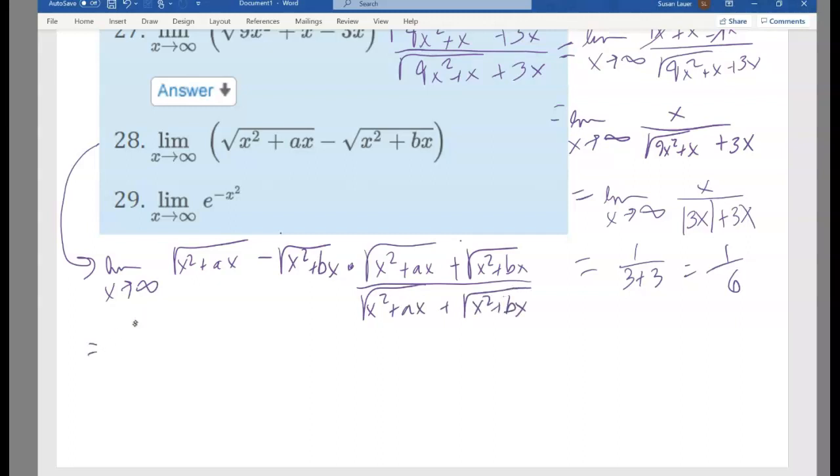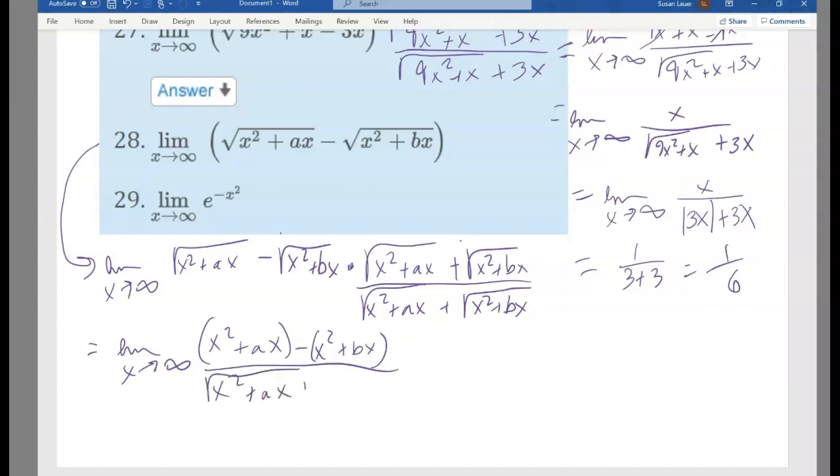So when I multiply the top, I get the limit as x goes to infinity of (x squared plus ax) minus (x squared plus bx) in parentheses. And you might put parentheses for both so that you're thinking about it. The bottom is the square root of x squared plus ax plus the square root of x squared plus bx. Now, the x squares go away because we have x squared minus x squared. So then I can see that I have a minus b times x. So let me write it that way. It's the limit as x goes to infinity of a minus b times x.